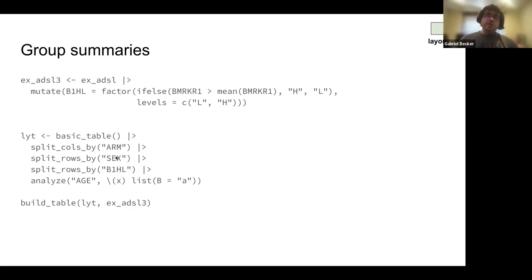So one thing I will say is the one difference between the traditional layout R tables framework and ggplot is you can see that they're separate split rows calls, right? We split rows by sex, and then after that we split rows by b1hl, which is this made up high or low for your biomarker variable that we define up above. The reason we don't just say split rows by and then give a vector is what you're about to hear from Adrian.